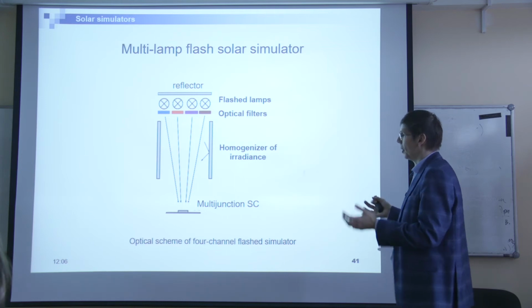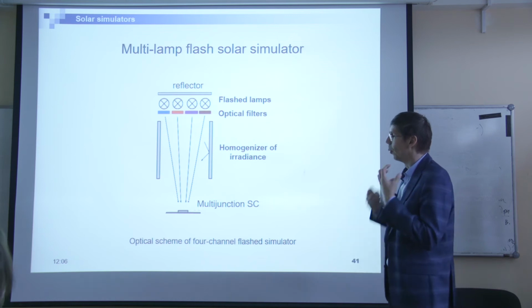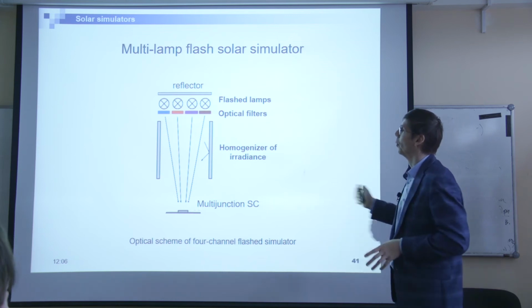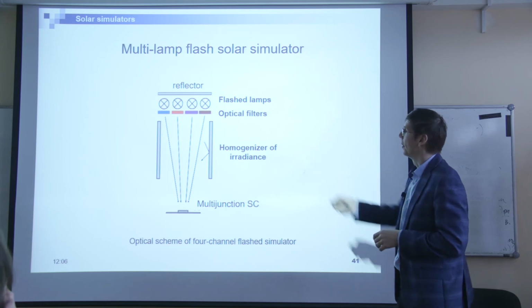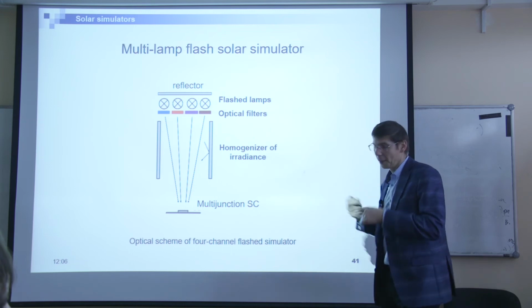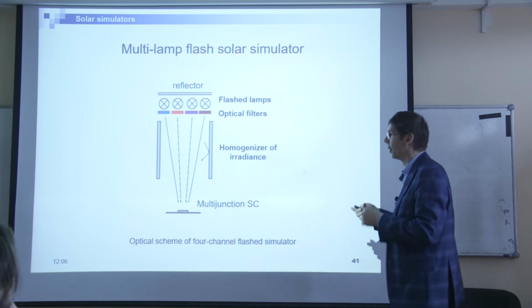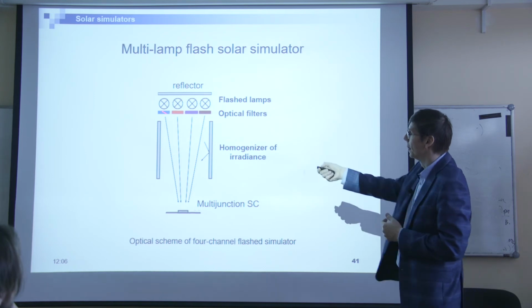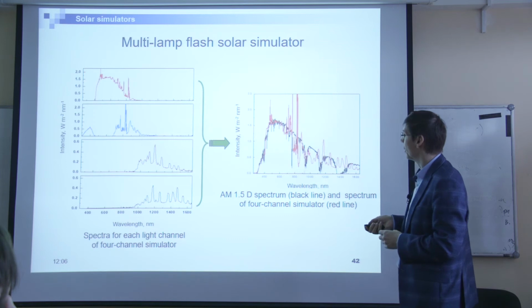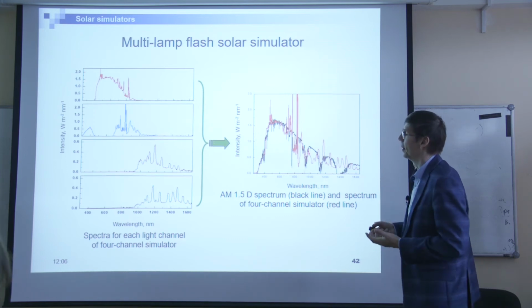Here's an example of a flash simulator, where, as I told you, the homogeneity is not so important, because normally you work with quite a small area and quite a simple solution. You have several lamps and several optical filters. Actually, it's the same design as for the simulator. There are different optical filters, and there is an example. What can you obtain using this approach?